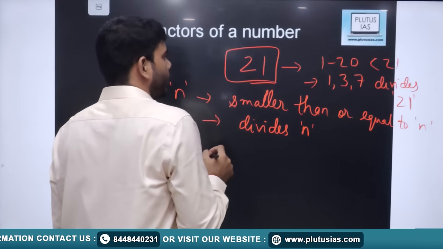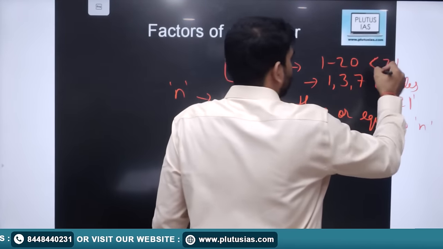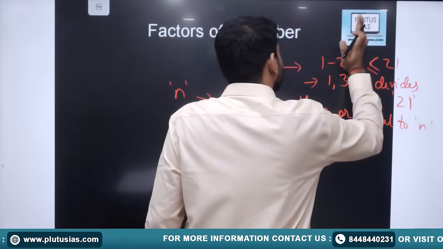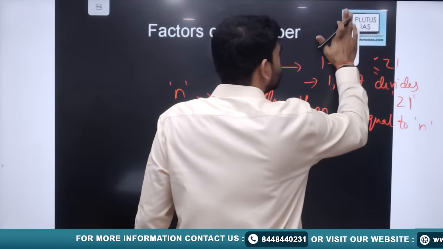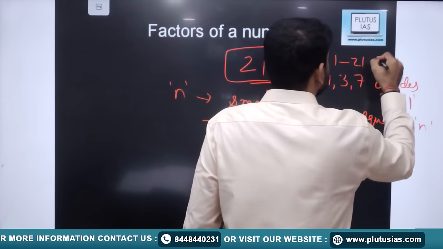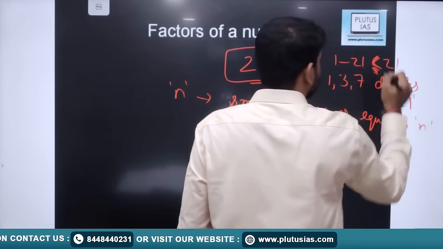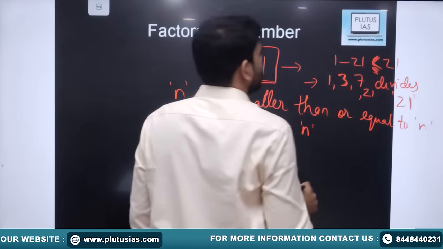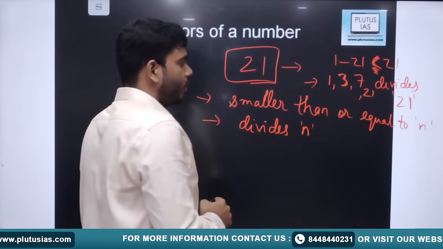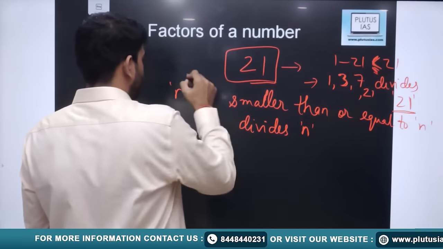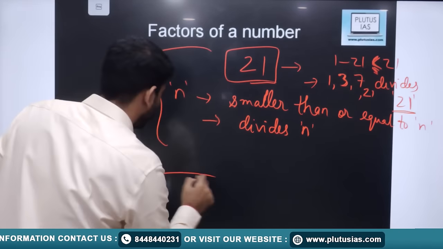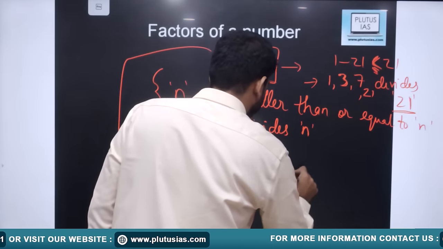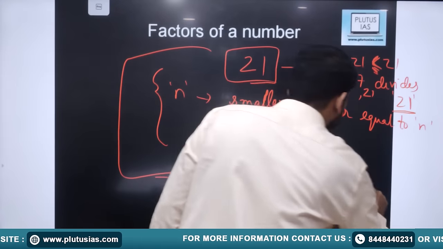Smaller than or equal to n. So first of all, a small correction. From 1 to 21, we have 21 numbers that are smaller than or equal to 21, and 1, 3, 7, and 21 are the only four numbers smaller than or equal to 21 that divide 21. Going through these two points of the definition, we can say that 1, 3, 7, 21 are factors of 21.